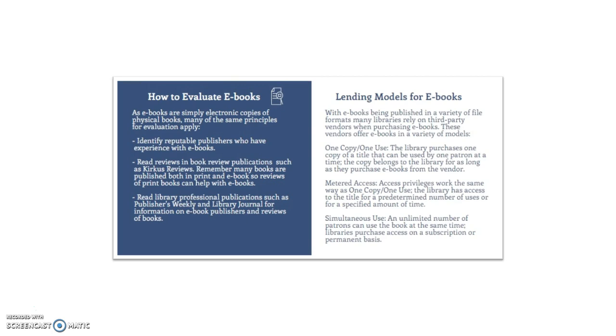The second is metered access. Access privileges work the same way as one copy, one use, but in this case the library has access to the title for a predetermined number of uses or for a specified amount of time. The third and final is simultaneous use. In this case, you have an unlimited number of patrons being able to use a book at the same time, and libraries purchase access on a subscription or permanent basis.